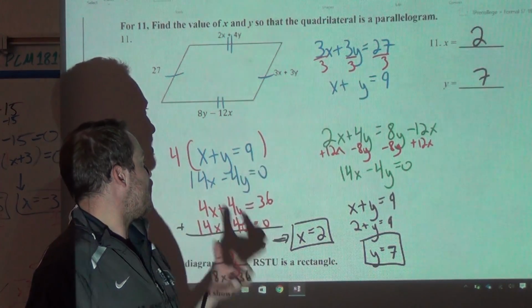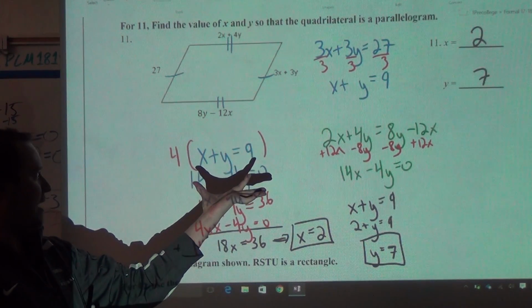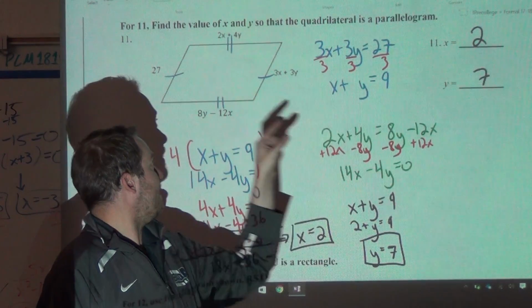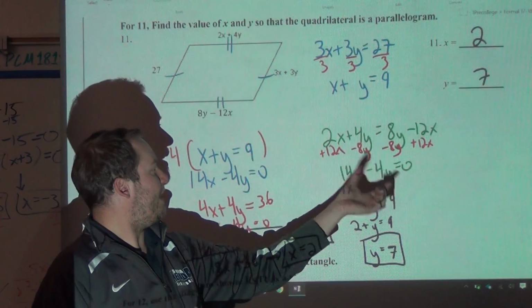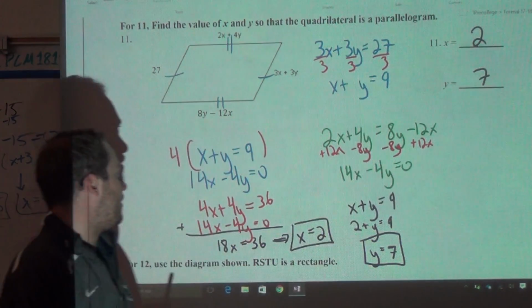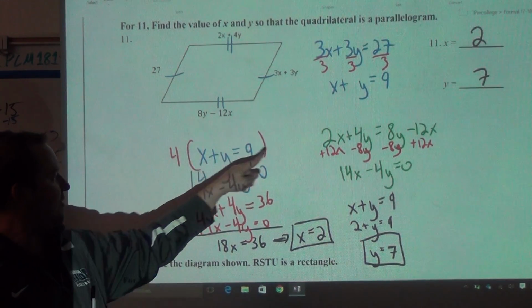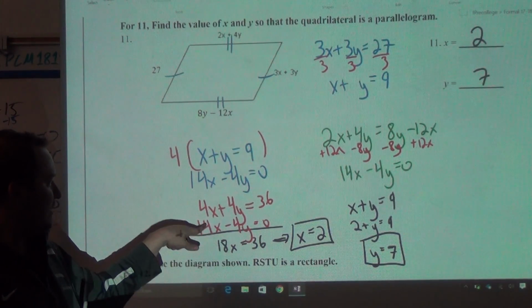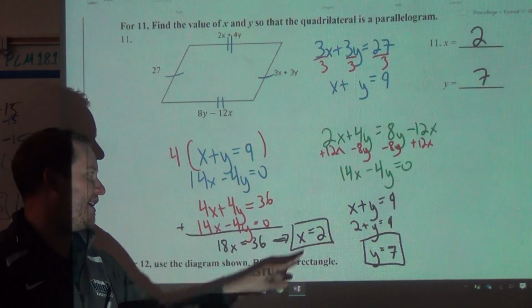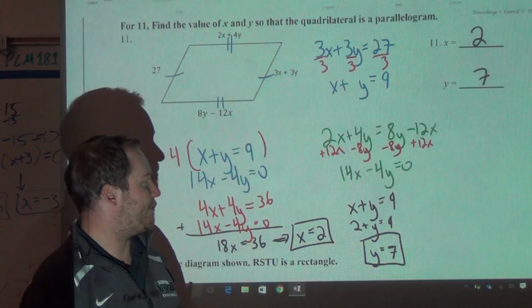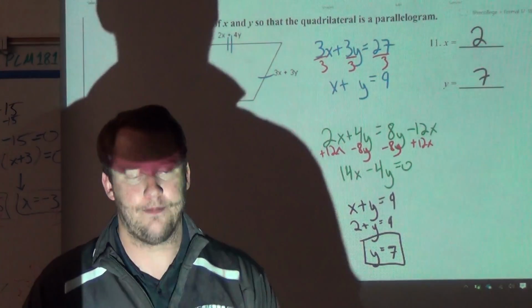You get x plus y equals 9, x plus y equals 9, and then from this equation, because these two sides are equal, we can get that 14x minus 4y is 0. Put them together. Let's try to eliminate our y variable by multiplying our top row by 4. It's going to give us 18x is 36, which means x is 2. Plug it in to x plus y equals 9, and we get that y is 7.